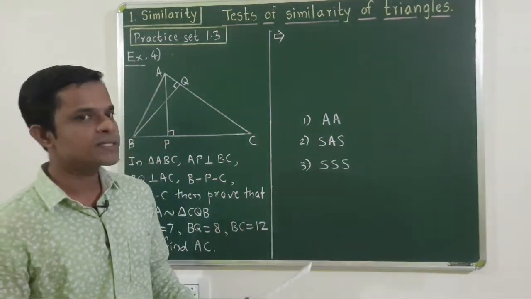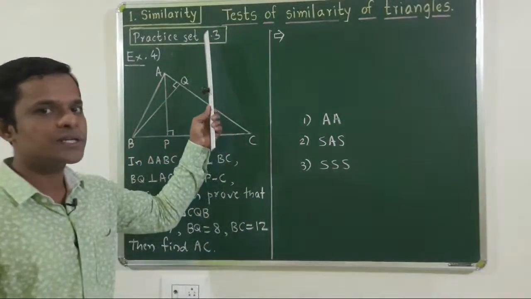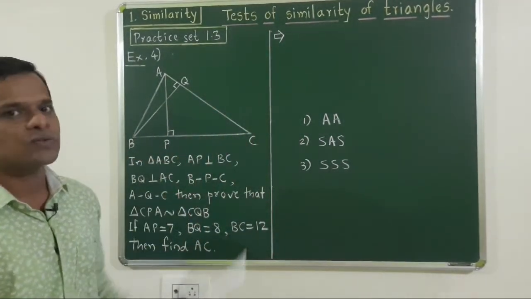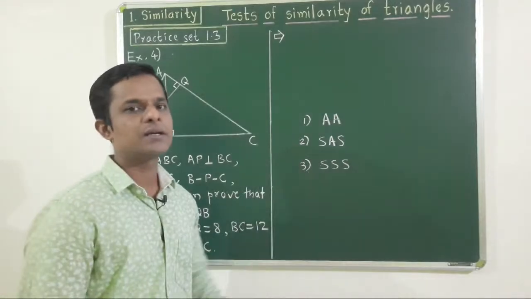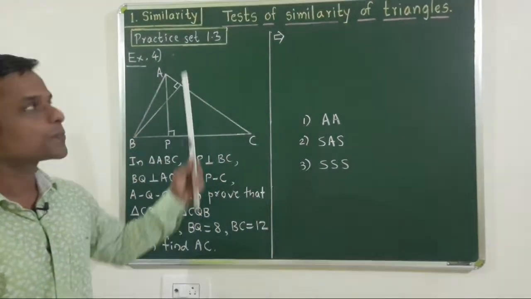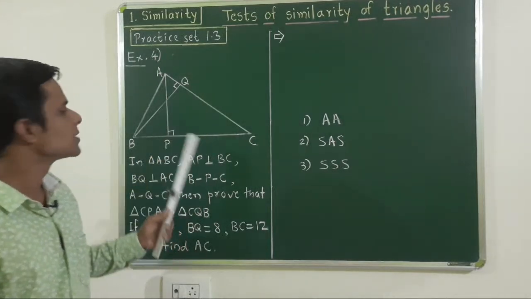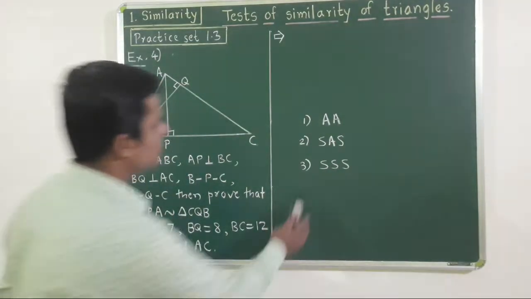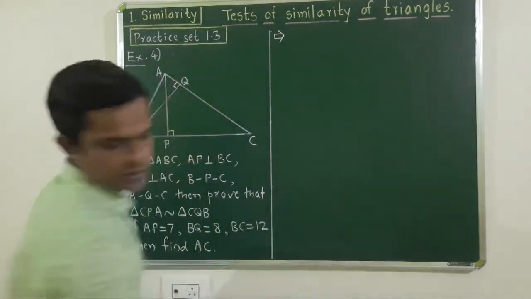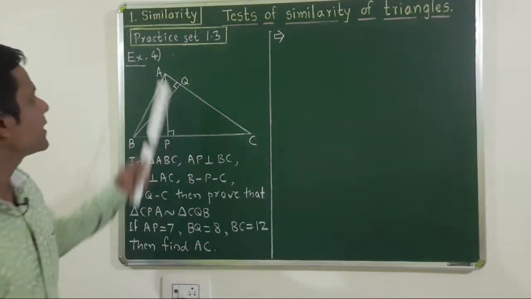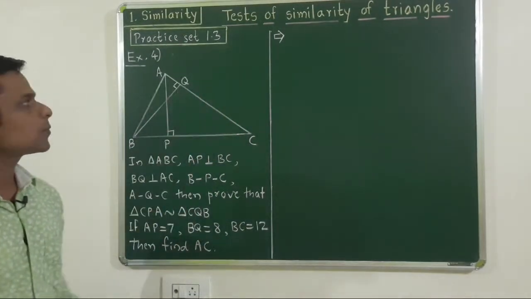We have solved some examples of practice set 1.3 also during the previous session, that is, we have solved example numbers 1, 2 and 3. Now we will solve the remaining examples of practice set 1.3. We will start with example number 4. Now see what is given in this example. One diagram is given. Look at this example number 4 from practice set 1.3.